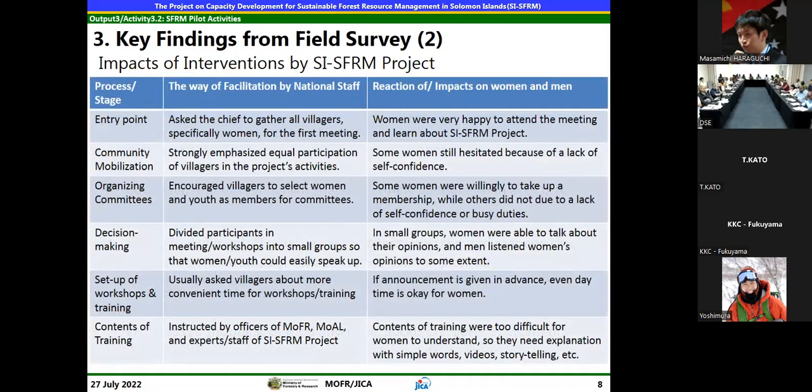So here are some impacts of the SI-SFRM project. One entry point was asking the chief to get the village together, especially getting women in those settings, which is always difficult in the meeting system. But the project did well in establishing committees with women leaders as well. The different committees still have women leaders too.